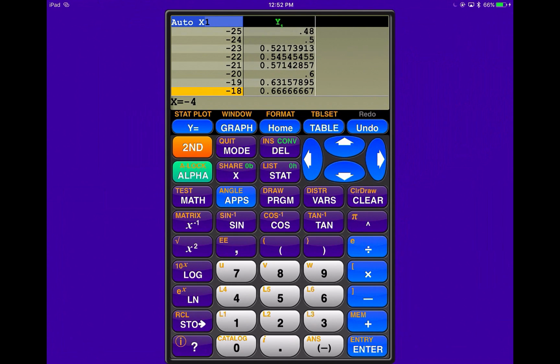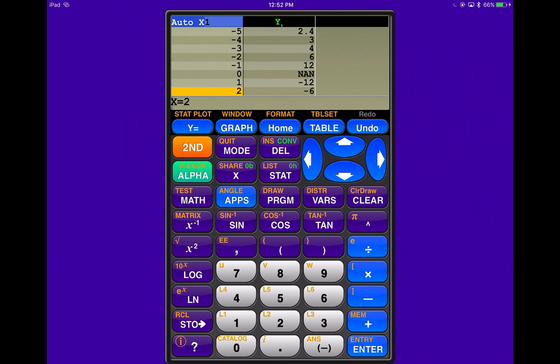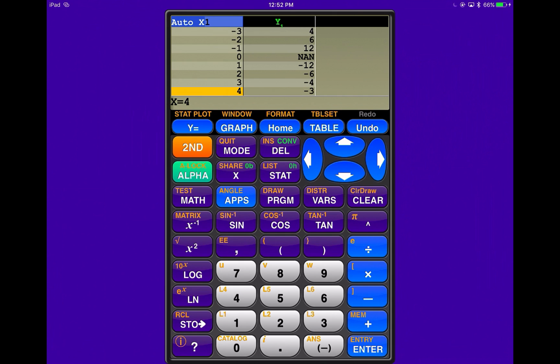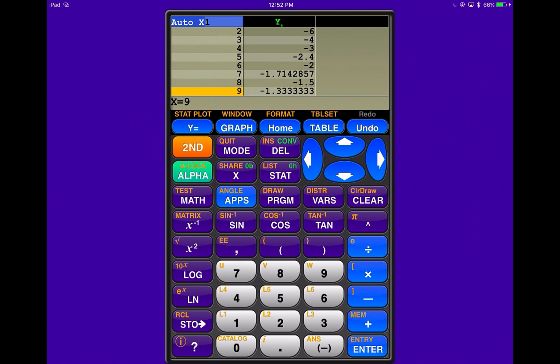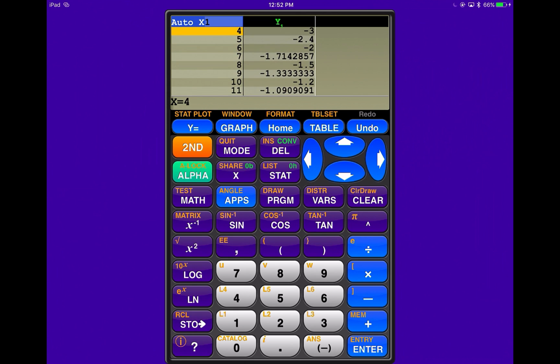Remember, I'm looking for two numbers that will add to 0. So 1 plus negative 12 is not 0. 2 plus negative 6 is not 0. 3 plus negative 4 is not 0. 4 plus negative 3 is not 0. 6 plus negative 2 is not 0. 12 plus negative 1 is not 0, and I've run out of whole numbers. You can go look on the negatives, but I'll tell you right now there's nothing else that's going to happen.